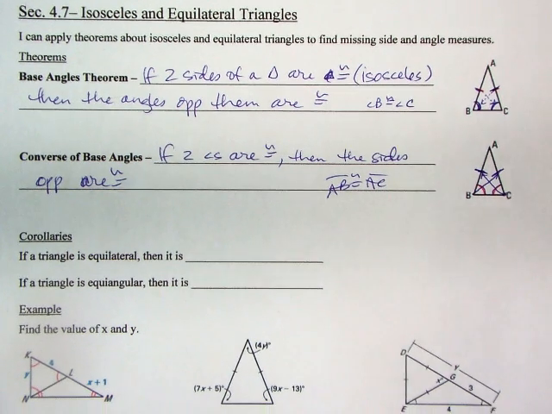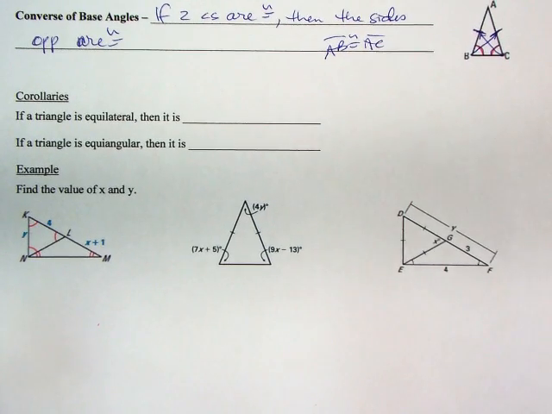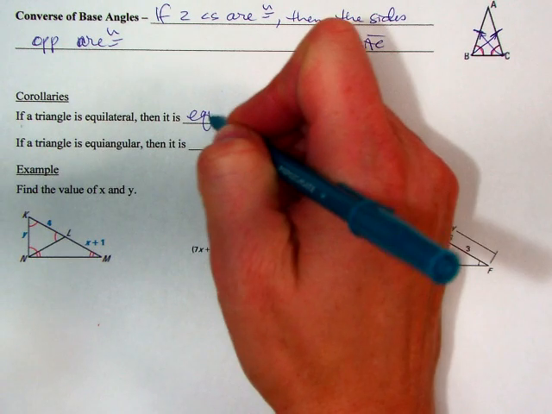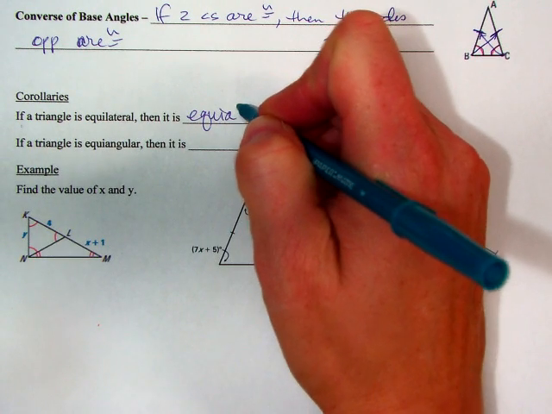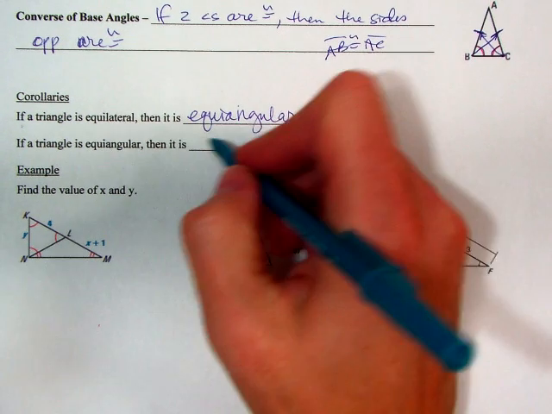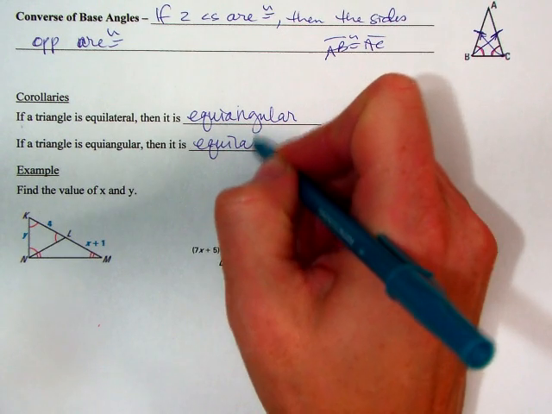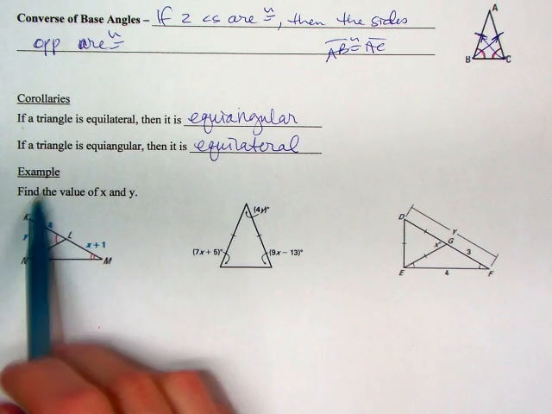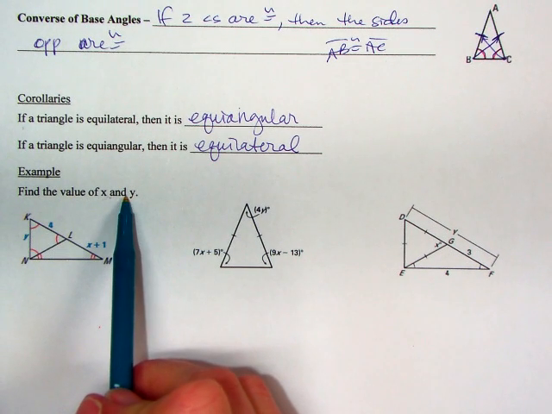Okay? So a couple of corollaries, just some extra stuff that kind of goes with it. If a triangle is equilateral, then it is also equiangular. That is automatically understood. As soon as you have one, you have the other. So if you're equiangular, then you are also equilateral. You can't have one without the other. Okay? Find the value of x and y.